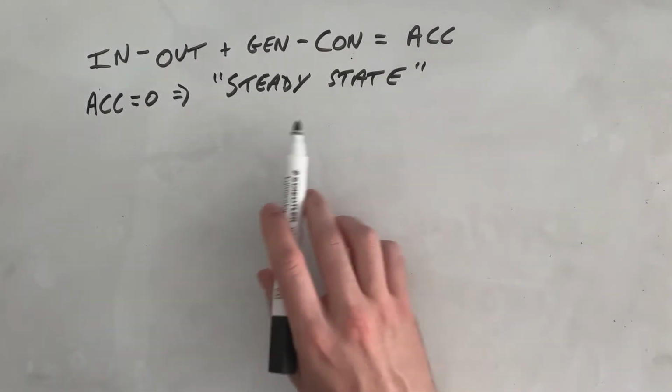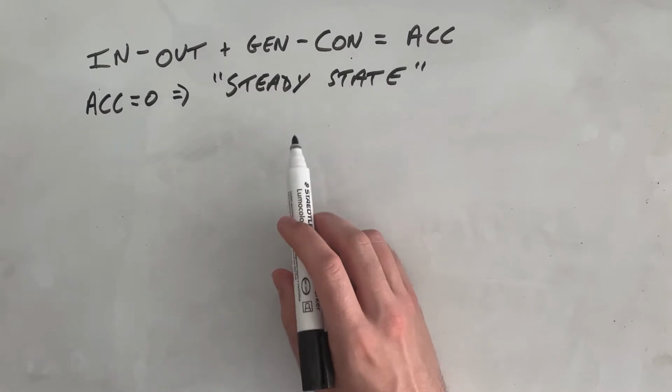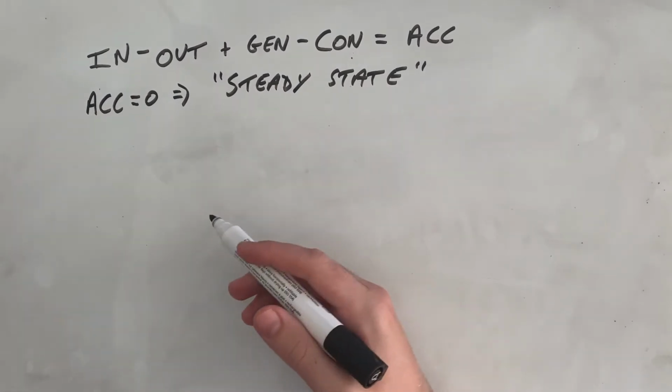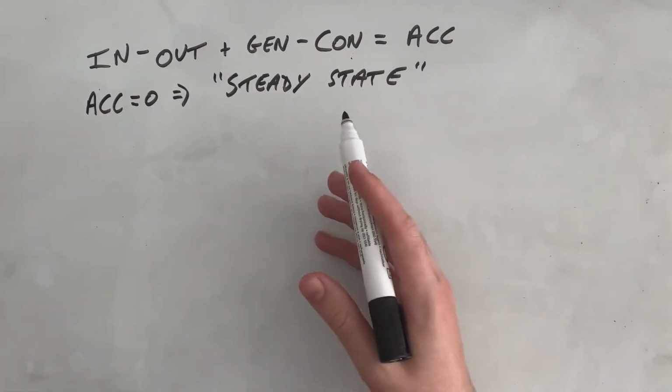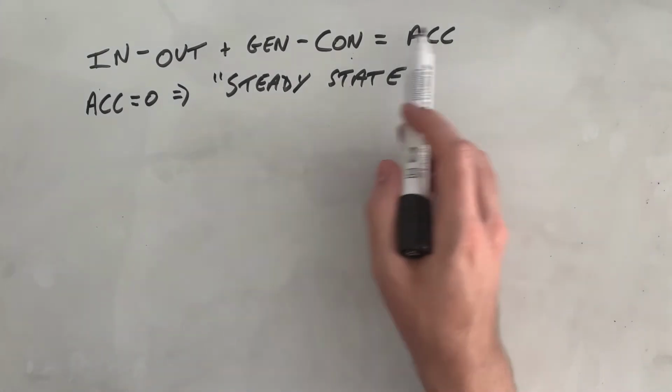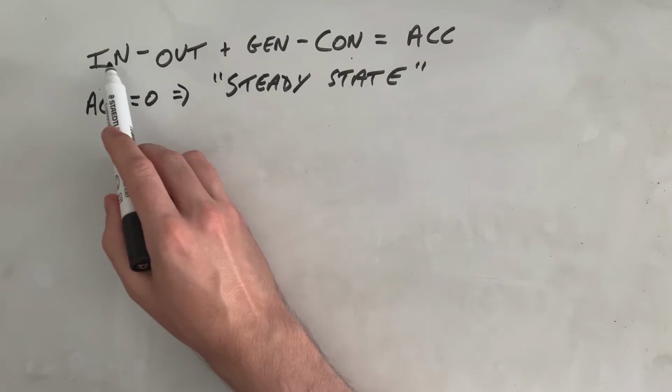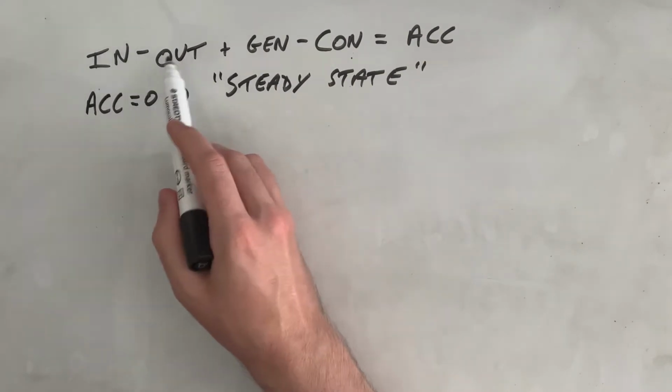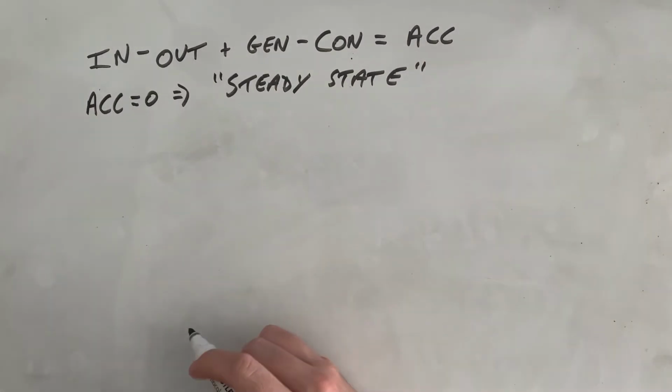Steady state is one of the most fundamental assumptions you can make when completing a chemical engineering problem, and it quite often leads to significant simplifications because, as you can imagine here, if this is zero and this is zero, then essentially all you're left with is in equals out once you've taken the out across to the right hand side.